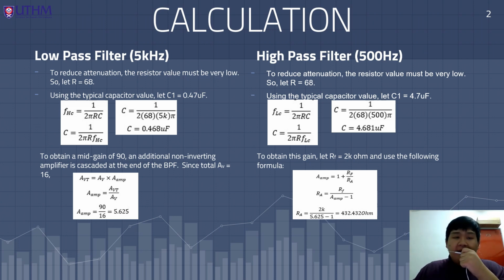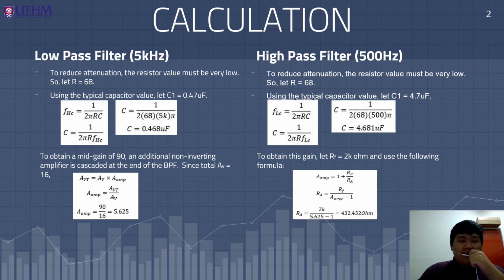Okay, so to obtain a mid gain of 90, an additional non-inverting amplifier is cascaded at the end of the bandpass filter, since total AV equals 16. So the formula is AV total gain equals gain times amplifier gain, and A amp equals A total over AV. So we will get 90 divided by 16.